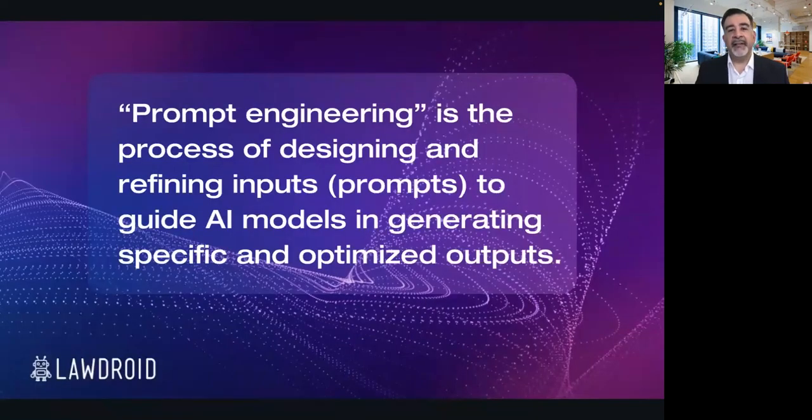So prompt engineering is the process of designing and refining the inputs, what you put into the system, to guide AI models in generating specific and optimized outputs. So that's what prompt engineering is. How do you tweak your input to get a better output, more or less?